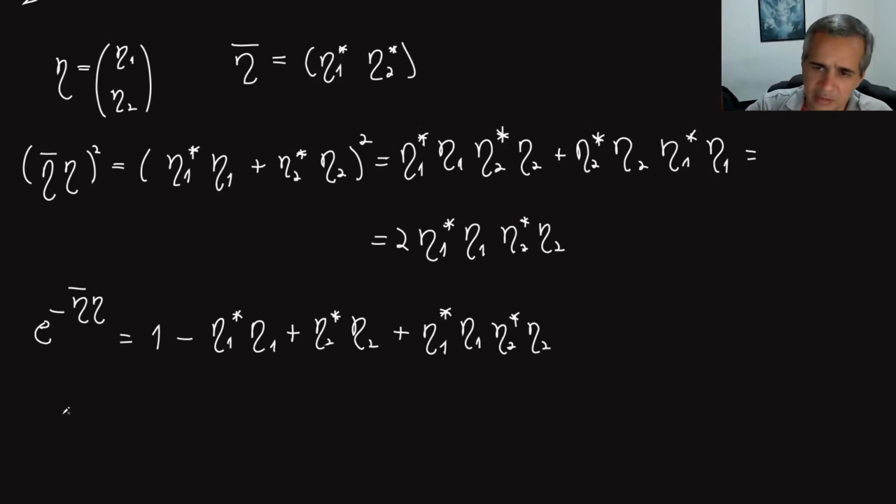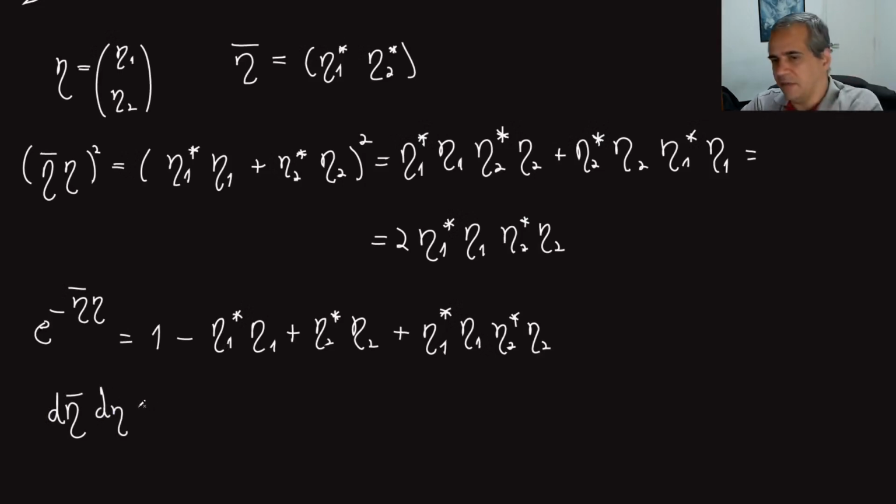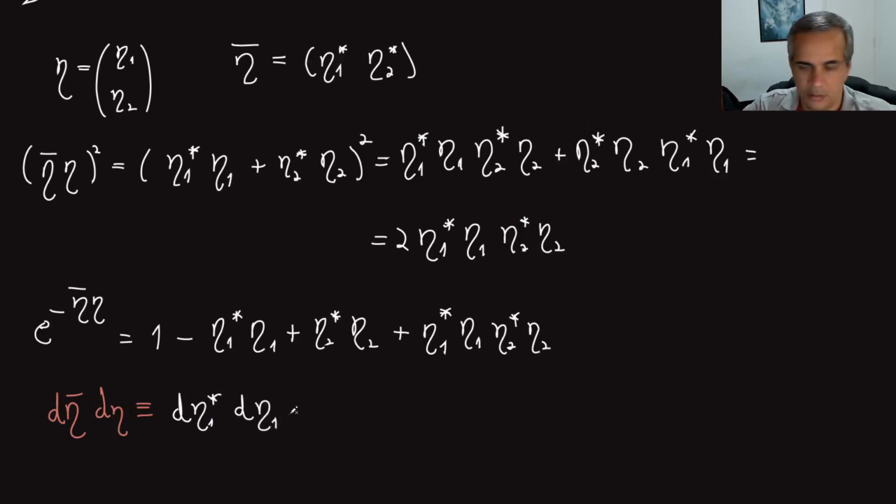Right? And I have to define also this object, right? And by defining, I have a sign ambiguity here, then I have to decide, right? I have to choose an ordering, and of course once I choose that, everything else is determined, right? I'll choose this one, eta 1 star, eta 1, eta 2 star, eta 2, right? So I'll always follow this convention.